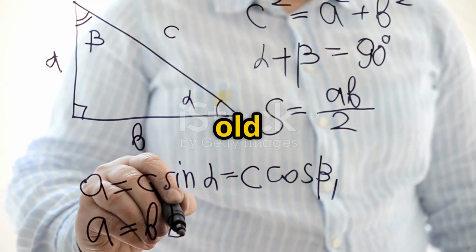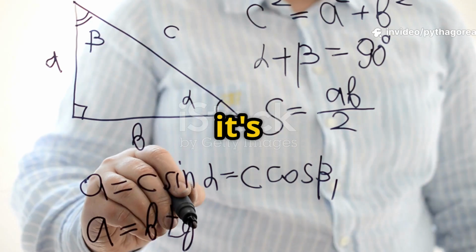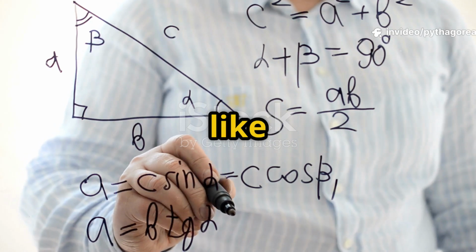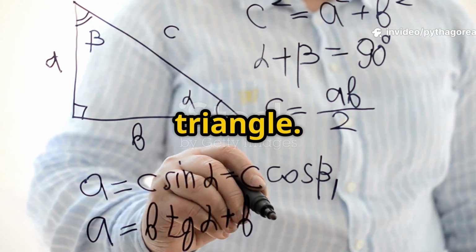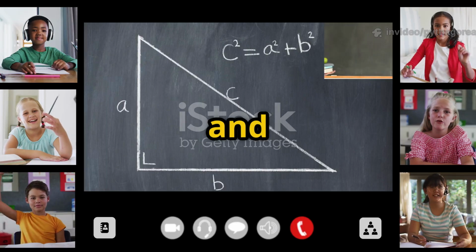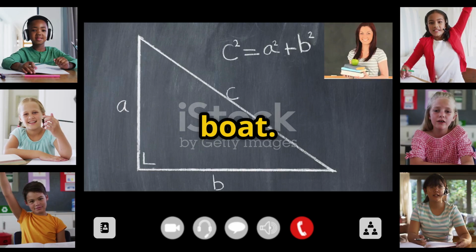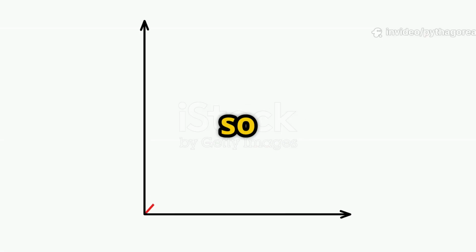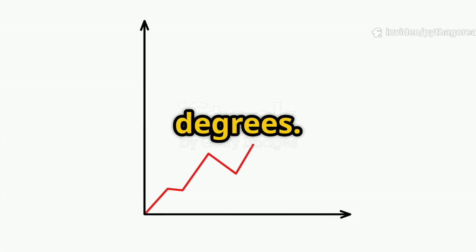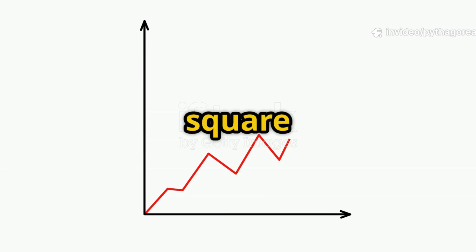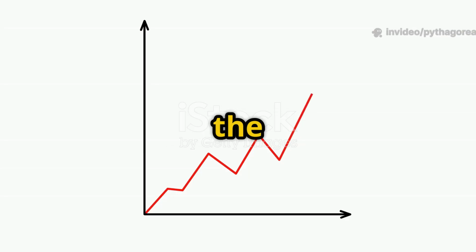This isn't just any old triangle we're talking about. It's the right-angled triangle, or as we like to call it, the right triangle. It's the superstar of shapes, and you see it everywhere, from the corner of a book to the sails on a boat. So what makes a right triangle so special? Well, it has one angle that is exactly 90 degrees.